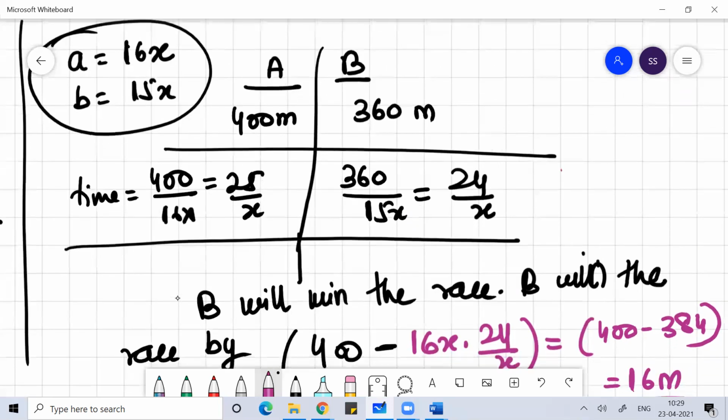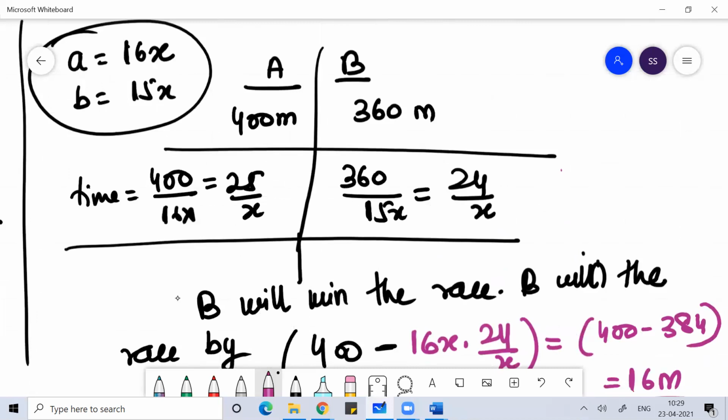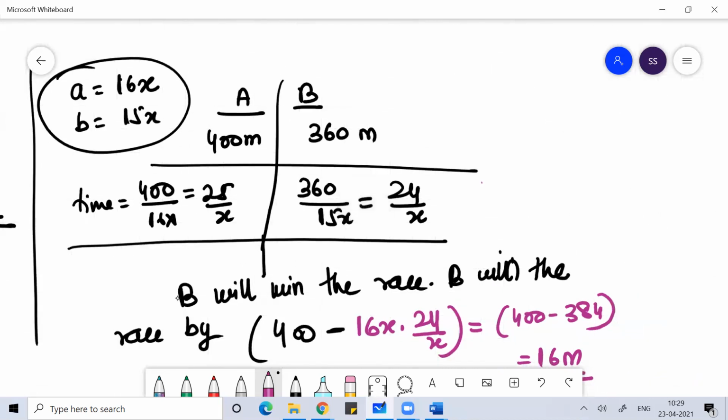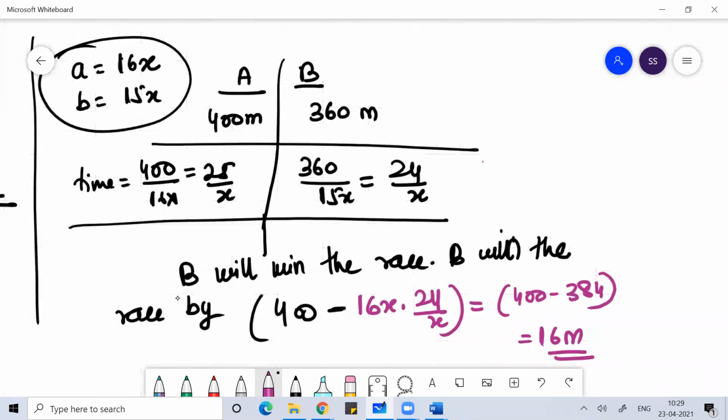So you know that B will win the race. Now to find by how many meters B will win, you can easily understand that B is going to reach the finishing line in 24 by x seconds. So in that time, how much distance would A have covered? A is running at 16x meters per second, so the distance A would have covered when B reached the finishing line is 384 meters. It means A will lose the race by 16 meters.